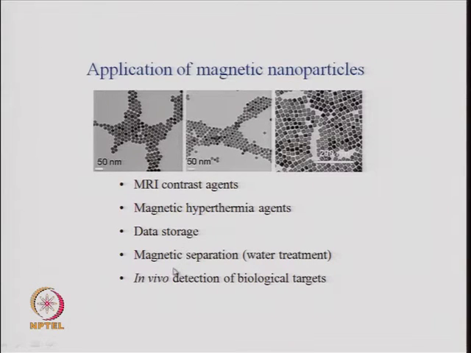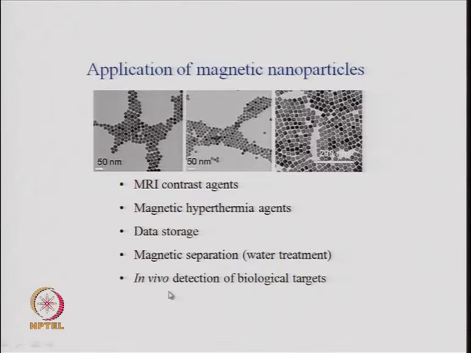Apart from that, you can have magnetic separation, especially in water treatment, where you can have waste materials tagged to magnetic particles, and then you apply a magnet and remove the particles. So, the waste will come along with the magnetic particles and can be removed with the help of a magnet.